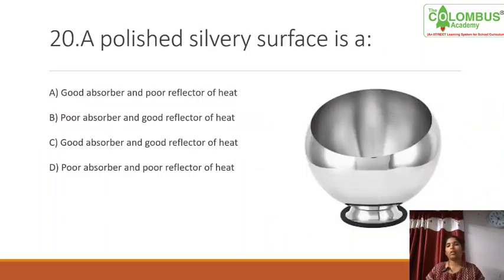A polished silver surface is a? Think, what is the answer? Good absorber, poor reflector? No, a silver surface is not a good absorber, so cancel it. Poor absorber, good reflector, or poor reflector? What's the answer? Poor absorber and good reflector of heat.